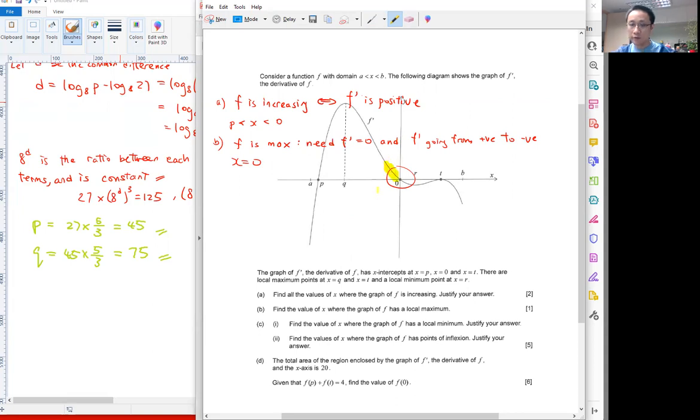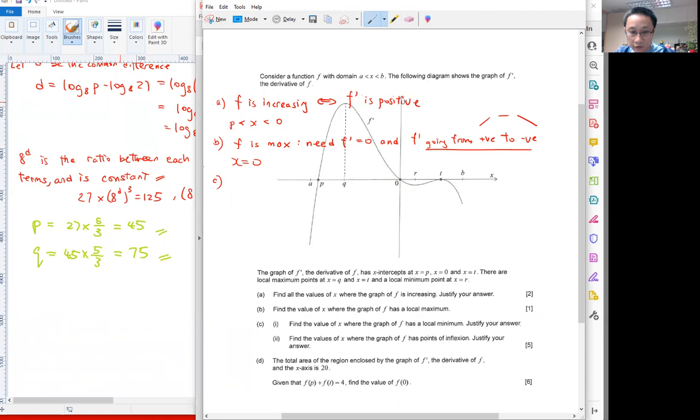Just for values of x, say slightly less than 0, the derivative graph is positive. After 0, the derivative graph is negative. And that satisfies this sign change condition. So you have a positive sloping graph, and then it goes horizontal at one point, and then it goes downhill from there.